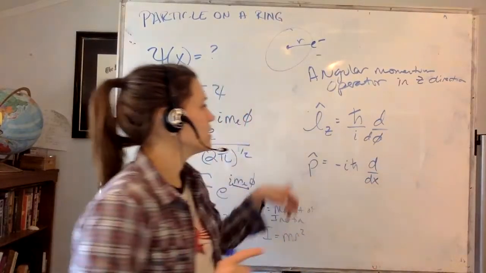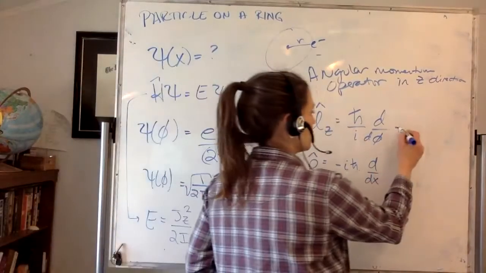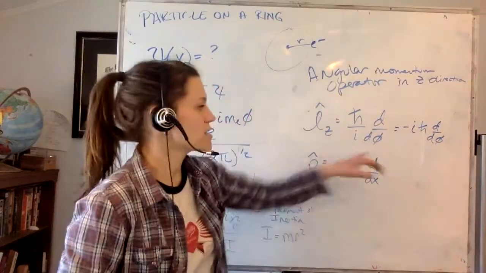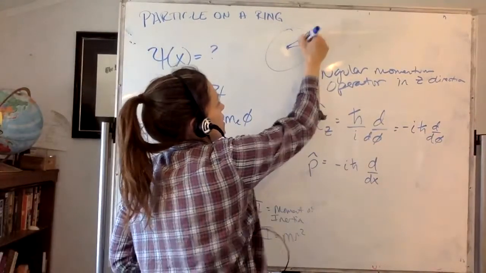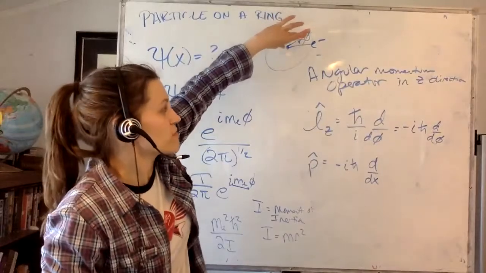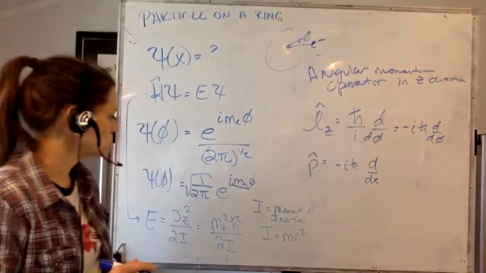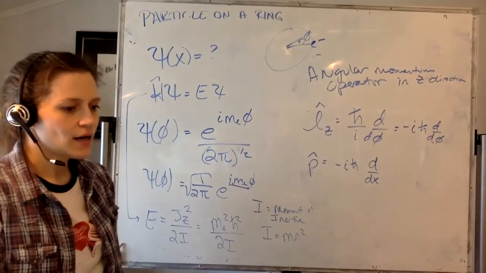So now we have the angular momentum operator, which you can also see is minus i h bar d d phi. So you're asking the question of what's the change as you change this angle. So what's the derivative of the wave function as you change this angle, multiplied by a minus i h bar? Okay, I think that's all I want to say here.